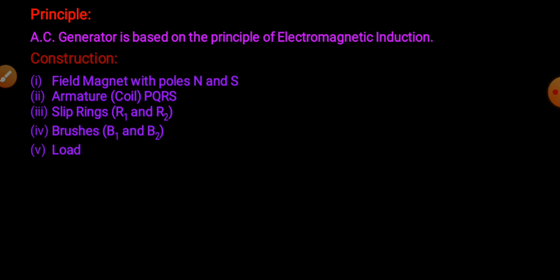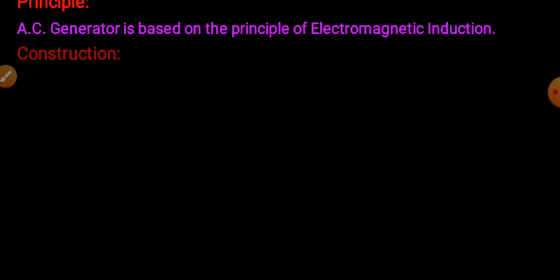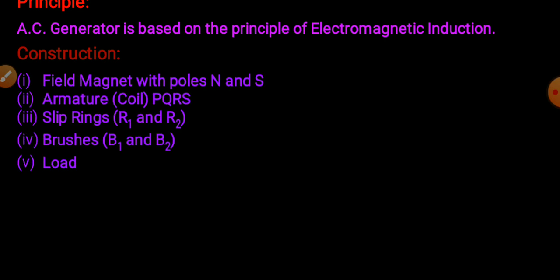Slip rings R1 and R2 are two hollow metallic slip rings to which the two ends of the coil are connected. These rings rotate with the rotation of the coil. Brushes B1 and B2 are two flexible metal plates or carbon rods. They are fixed and are kept in light contact with R1 and R2. The purpose of the brushes is to pass on current from the armature coil to the external load resistance R. The load R is connected to brushes B1 and B2.